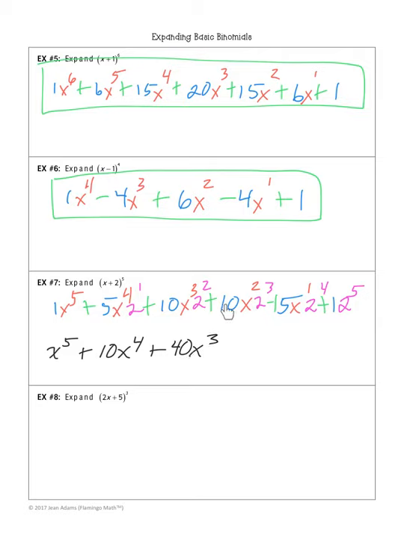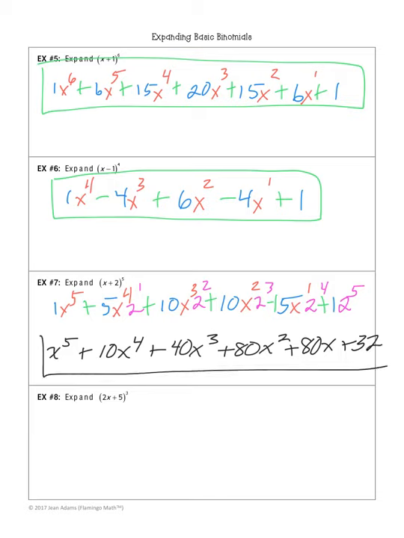2 to the 3rd is 8 times 10, so that's 80, x to the 2nd. And then 2 to the 4th is 16, and then 16 times 5 is 80 again, so plus 80x. And then 2 to the 5th, we should know, is 32. So here you go. So that one required a smidgy bit more work. All right, so now let's talk about 8.